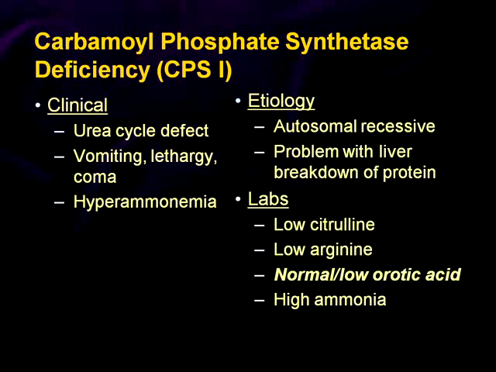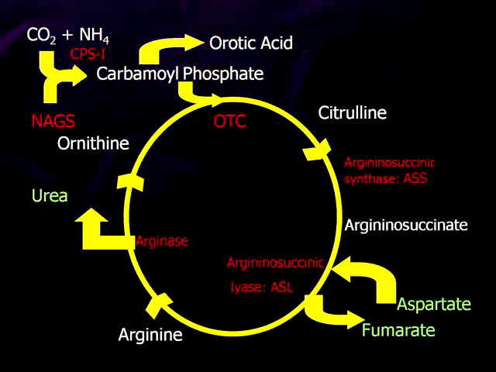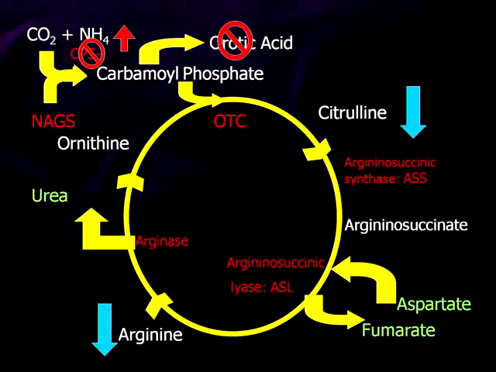Okay, so back to our circle. CPS goes away. It makes your ammonia go up. Your orotic acid has decreased production. Your citrulline is decreased, and your arginine is decreased. And that's CPS 1.